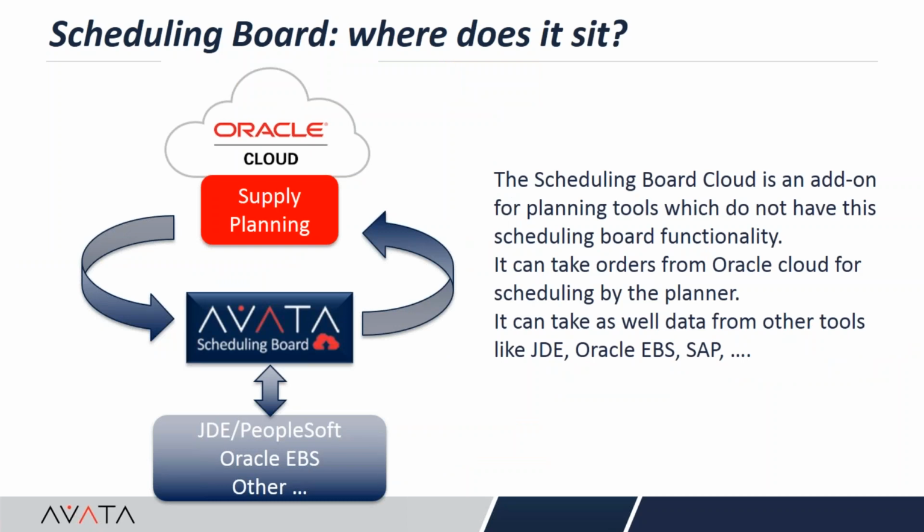So where does it sit if we talk about Oracle Supply Planning Cloud? Yeah, then we see that in the Oracle Supply Planning Cloud, it has this MRP functionality, which will generate the planned orders. It goes into the AVATA scheduling board, from this arrow, and then we sequence them and send them back. And we can also work with other legacy systems, JDE, PeopleSoft, Oracle EBS, SAP. So it can also pick up information from there. So it can hook up to those different tools.